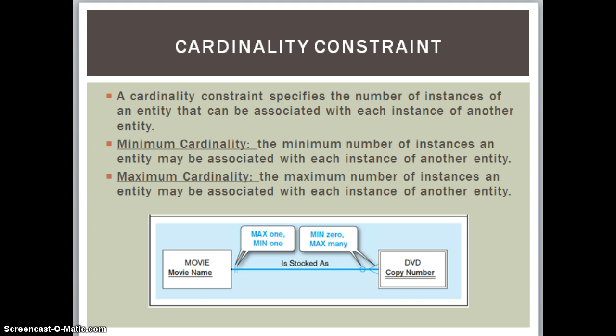The same holds true for maximum cardinality, where it states the maximum number of instances an entity may be associated with another entity, and that is depicted by the marking closest to the associated entity. So for the entity movie, that would also be 1, as depicted by the single vertical slash. But for DVD, the max would be many, as depicted by the three-pronged crow's-foot. So in this relationship, the minimum a movie is stocked as a DVD is 0, and the max is many. And the minimum that a DVD is stocked as a movie is 1, and the max is also 1.